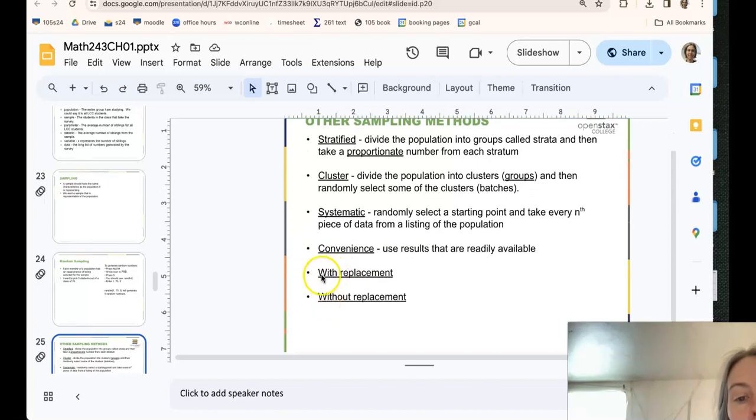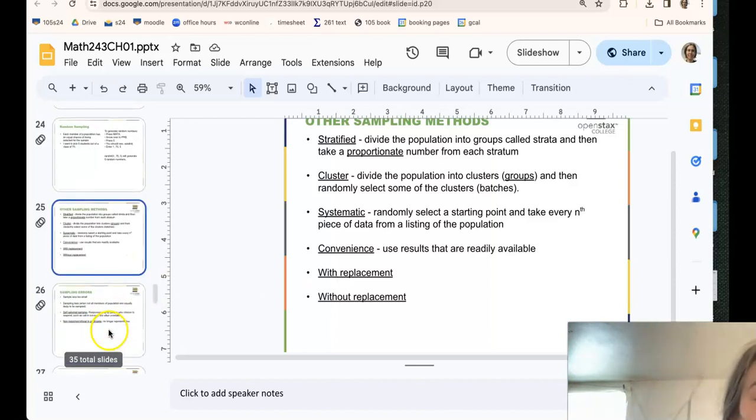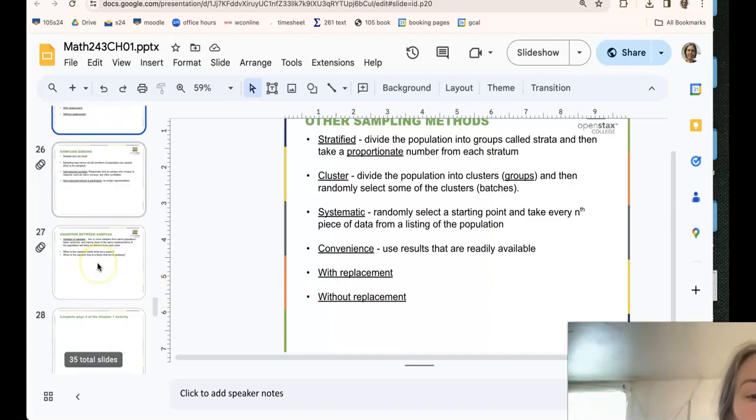And then one last thing is with or without replacement. If I say with replacement, then that means after you were randomly selected, you get put back into the pool of people that could be selected again. Without replacement means after you've been surveyed, you're no longer going to be a candidate for being surveyed again. So that's the difference between those two. And I think I just have a couple more slides.